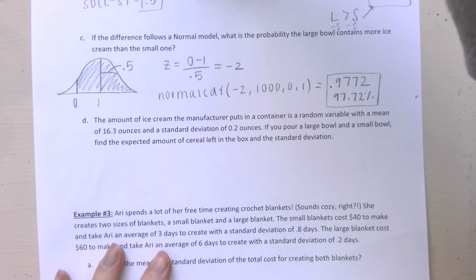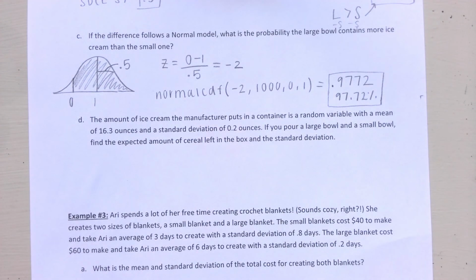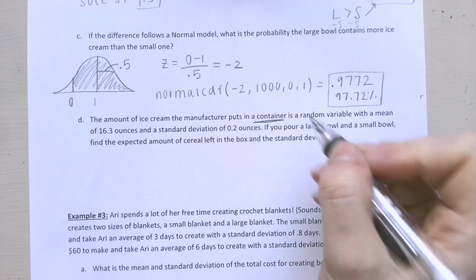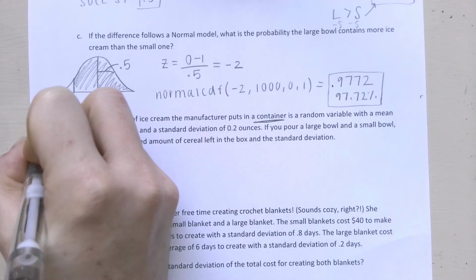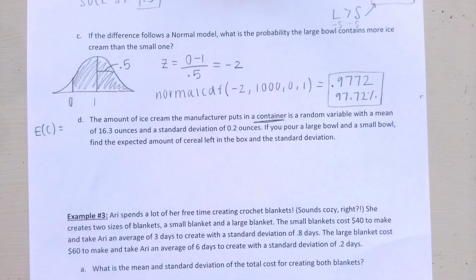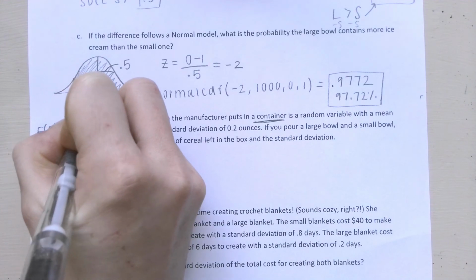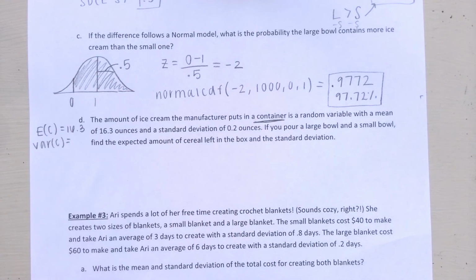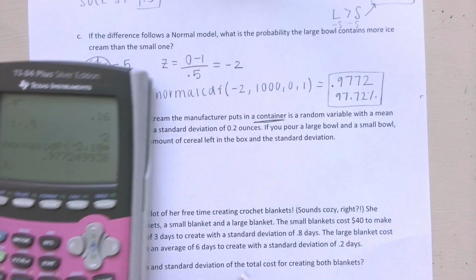Okay, part D says the amount of ice cream the manufacturer puts in a container is a random variable with a mean of 16.3 ounces and a standard deviation of 0.2 ounces. So at this point, they're introducing a new random variable. They're talking about the container of ice cream, so I'm going to use C here. The expected value for that container is 16.3. Variance is 0.2 squared.